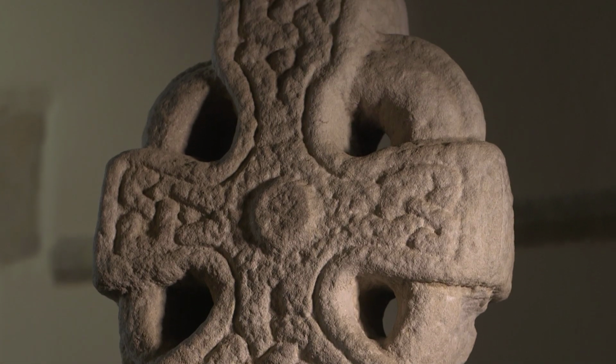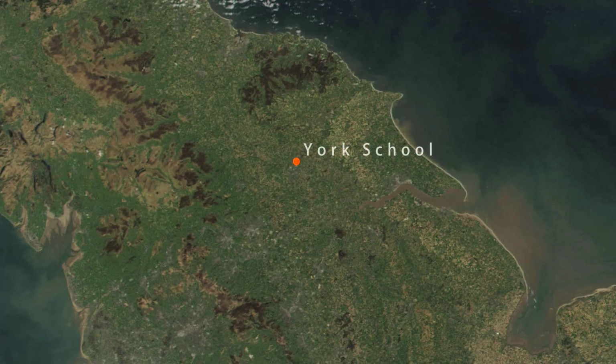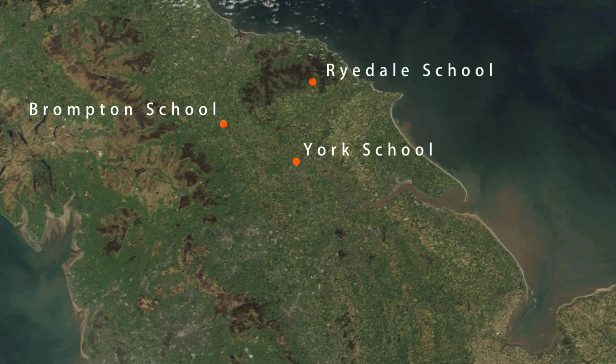Now there's also schools in York, there's another group of artisans working out of Brompton near Northallerton, famous for the hogback tombstones, and we'll hopefully see more of these different schools as we travel around the region exploring churches this year.